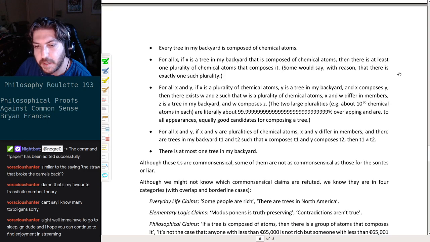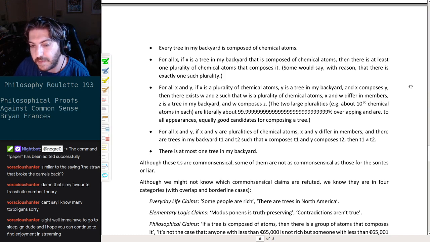For all x and y, if x is a plurality of chemical atoms, y is a tree in my backyard, and x composes y, then there exist W and Z such that W is a plurality of chemical atoms, x and W differ in members, Z is a tree in my backyard, and W composes Z. The two large pluralities, about 10 to the 30 chemical atoms in each, are literally some unbelievable percent overlapping and are, to all appearances, equally good candidates for composing a tree.